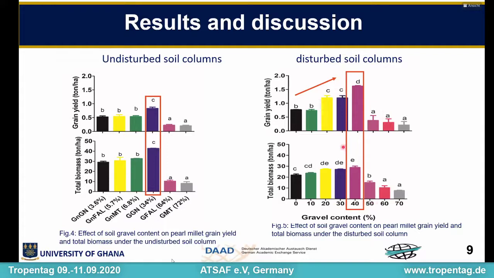As I explained earlier, when the gravel content is more than 40%, there's a significant loss of the nutrient and also a significant loss of the moisture that is in the soil. Therefore, a significant loss of moisture and nutrient is not suitable for plant growth. This explains why we saw a significant reduction in the yield.